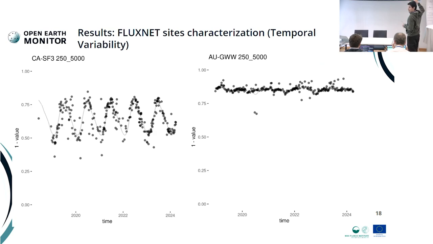That means that probably the signal for the second site, the phenological signal, matches completely all the time between the satellite and the site, while for the first, there is a mismatch in the phenological signal.